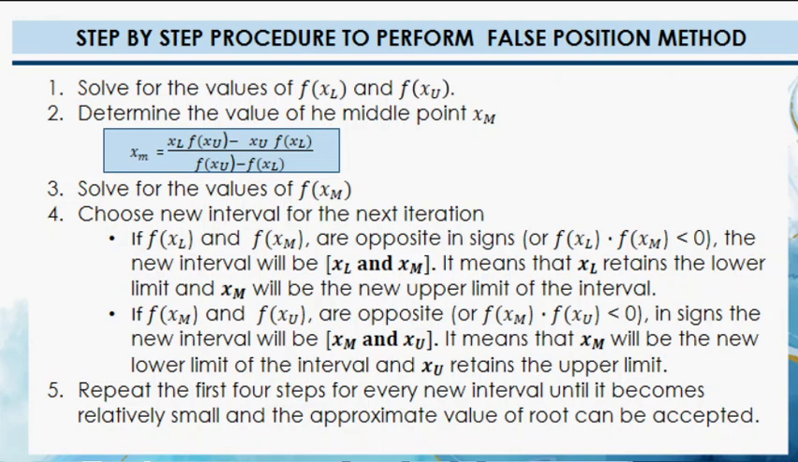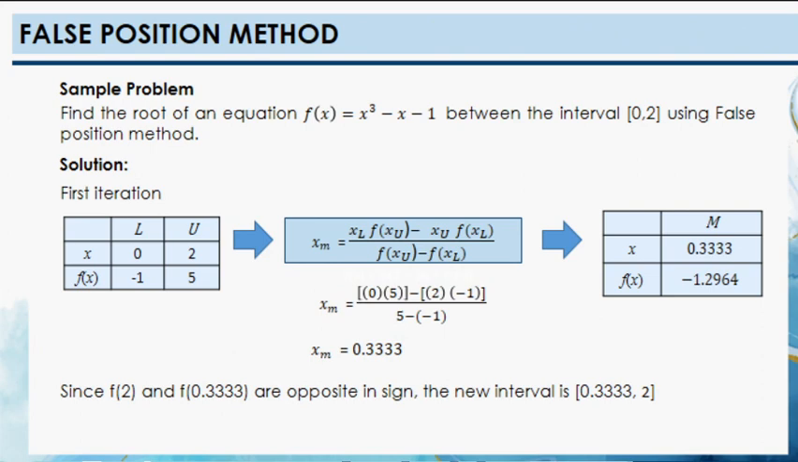So, para mas madali nating mas maintindihan itong false position method, let's have an example. So, sample problem. Find the root of an equation f of x is equal to x cubed minus x minus 1 between the interval 0 to 2 using false position method. So, ang kailangan lang natin gawin is magkaroon ng first iteration. So, dito, given naman na yung ating first interval, which is the lower limit na 0, upper limit na 2. So, ang kailangan lang natin gawin is mag-solve ng f of x sub L and f of x sub u.